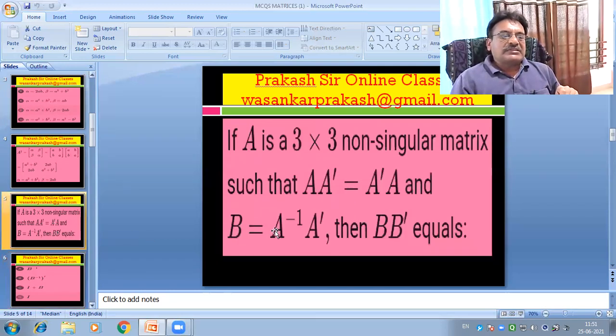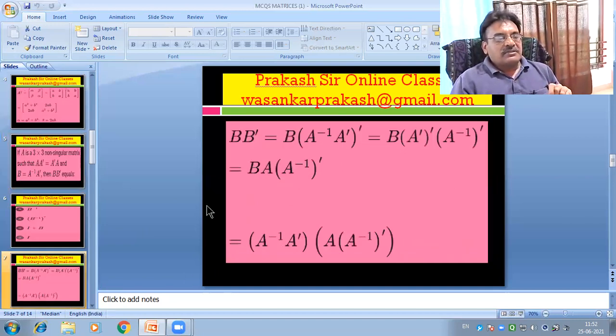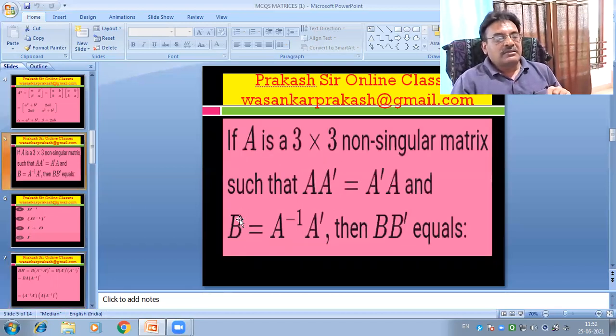So in this multiple choice question, we find B into complement of B. First we write B into complement of B. Then we put B equals A inverse into complement of A, which is given. So we write first B as it is, and the second B is equal to A inverse into complement of A.